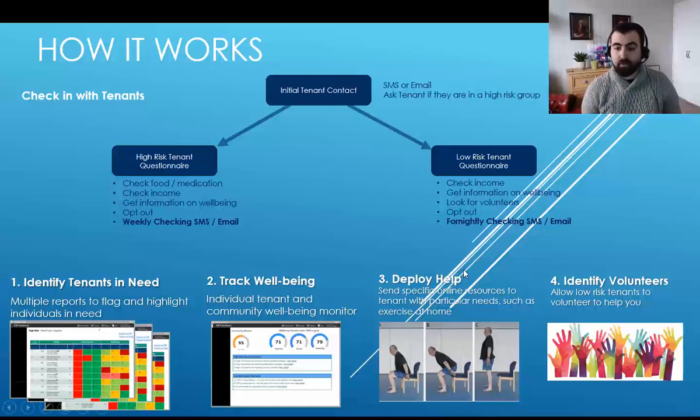We can also look to deploy help resources to these people based on what they have indicated they need or the states that they have indicated that they are in. So if a tenant is, for example, indicating that they want to get more exercise or not getting regular exercise as part of their well-being questions, we can send them exercises, maybe if they were over 70, five simple exercises you can do without even leaving your couch.